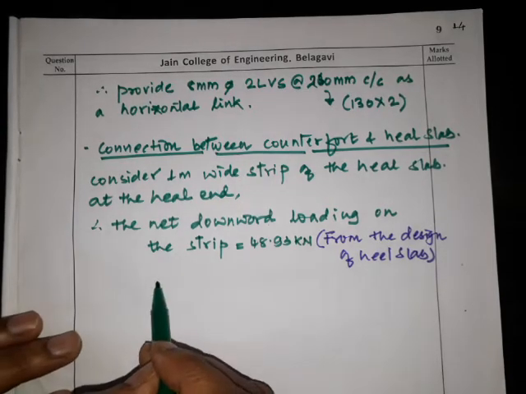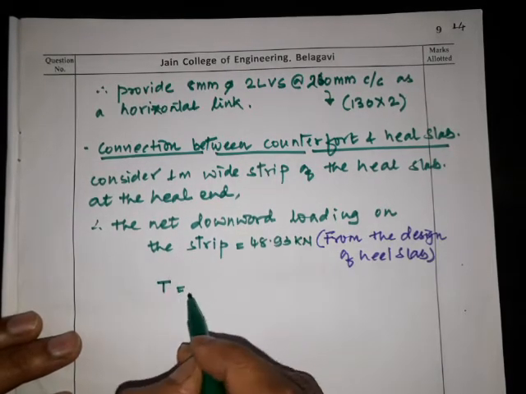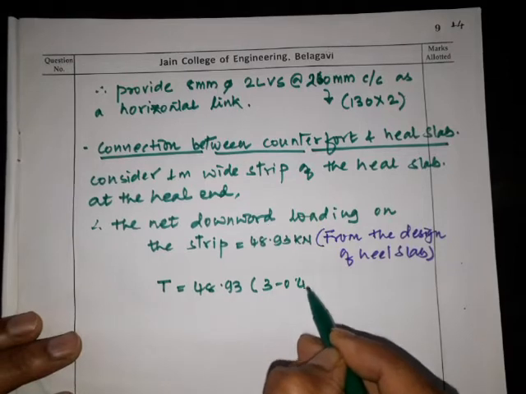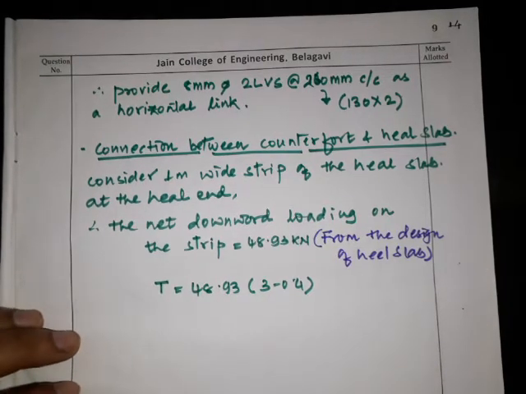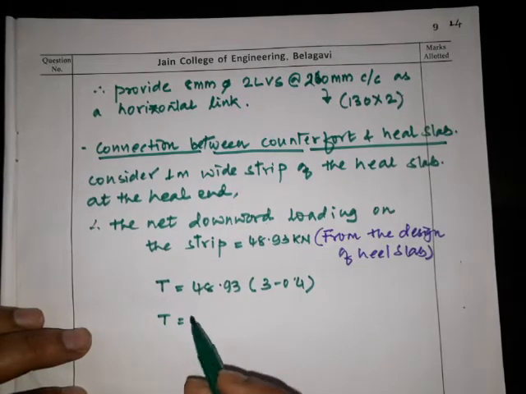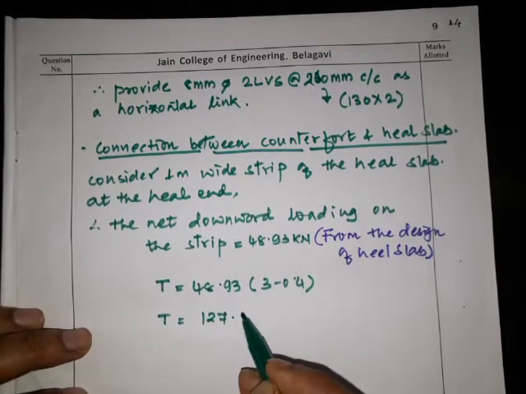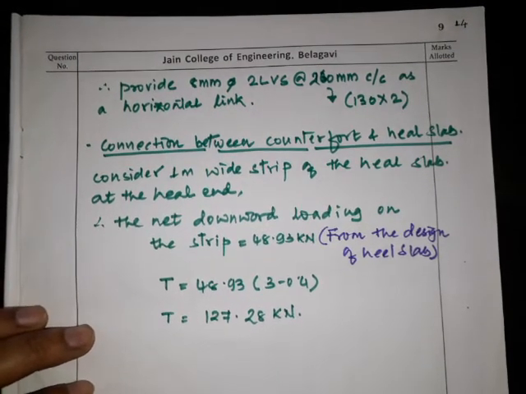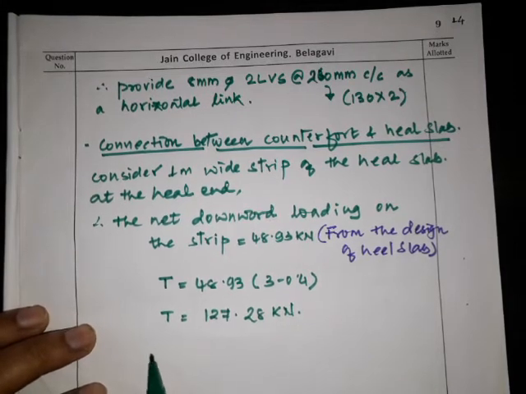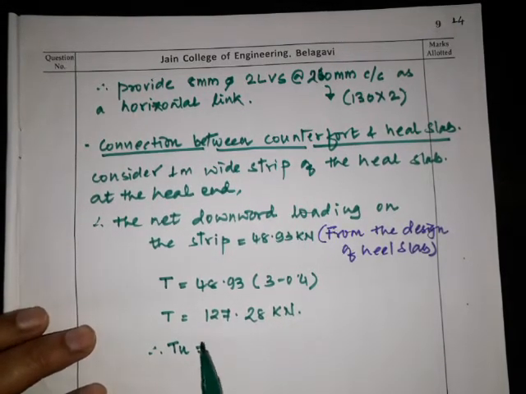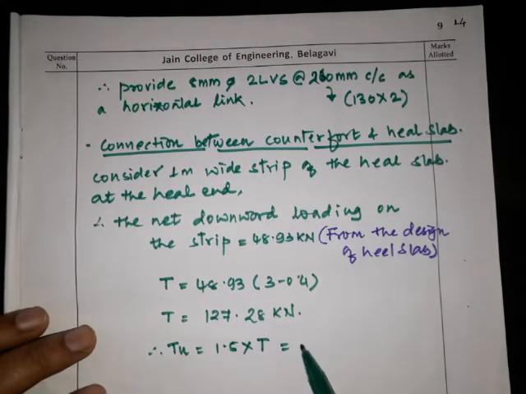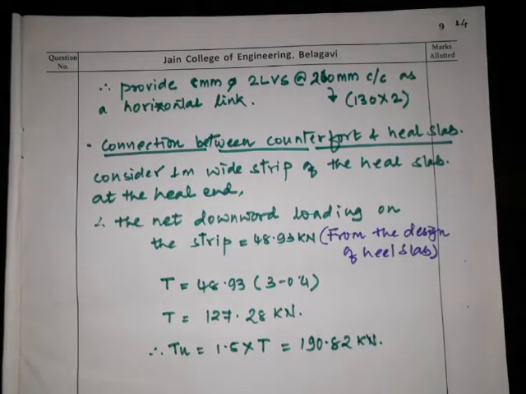So the total tension transfer T will be again 48.93 into bracket of 3 minus 0.4. Correct? Because it is the center to center distance minus thickness of counterfort. So T we get as 127.28 kilonewton. Therefore TU will be 1.5 times T. So we get this as 190.82 kilonewton.